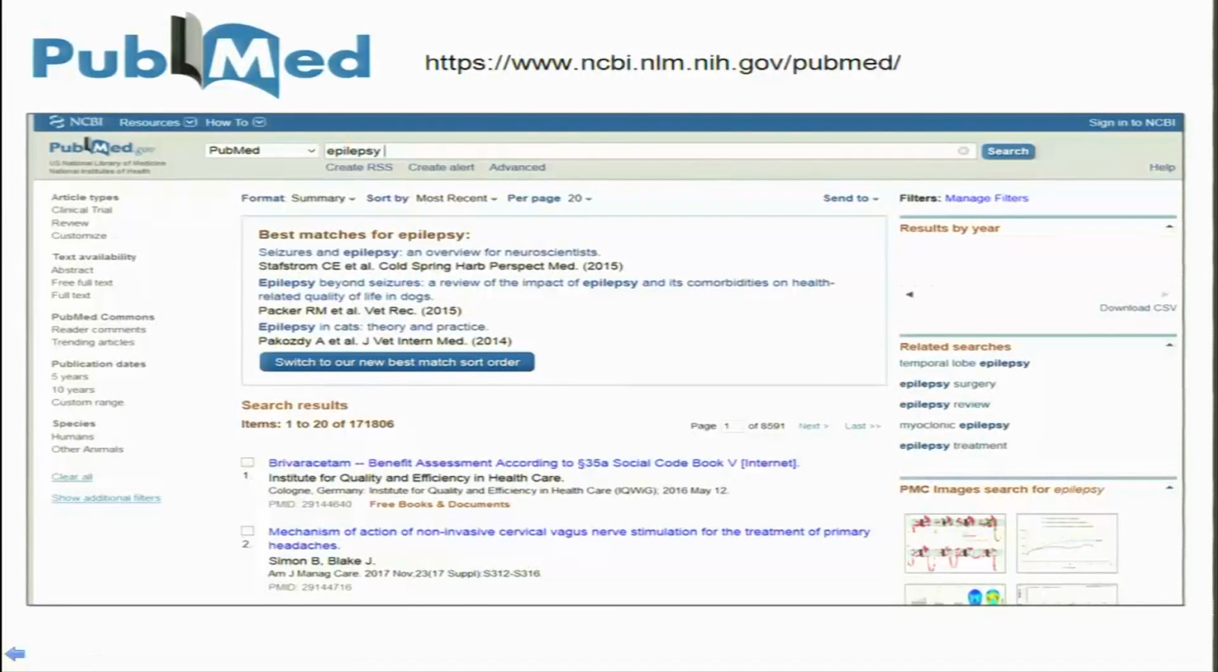You can see that in the middle it says search results items 1 to 20 of 1,71,806, meaning there are as many publications and articles related to the query word epilepsy, right? So this is the way you go and look at the articles that are of interest to you. But this is when you wanted to look at any article that talks about this particular query word.